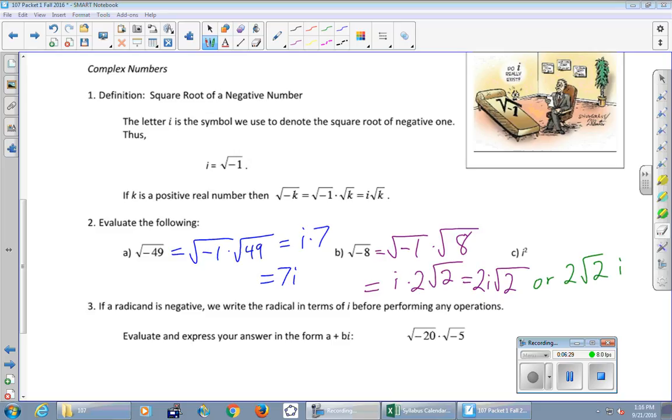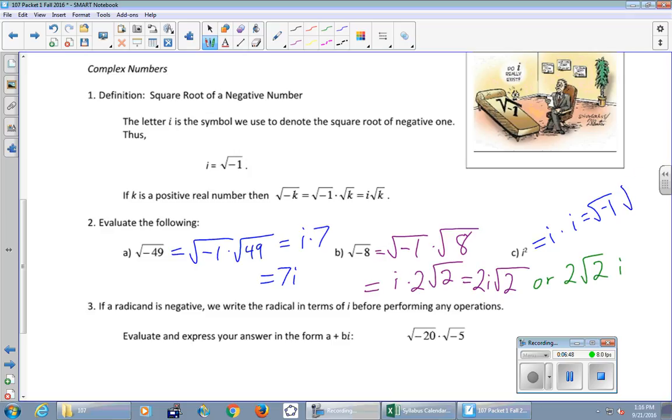And then finally, part C here, I squared. Okay, let's try this. I squared. Let's write it like this. I times I. Right? That's I squared. I times itself. And then I is the square root of -1 times another I, which is another square root of -1. And what is that? Is it +1? No, it's negative.